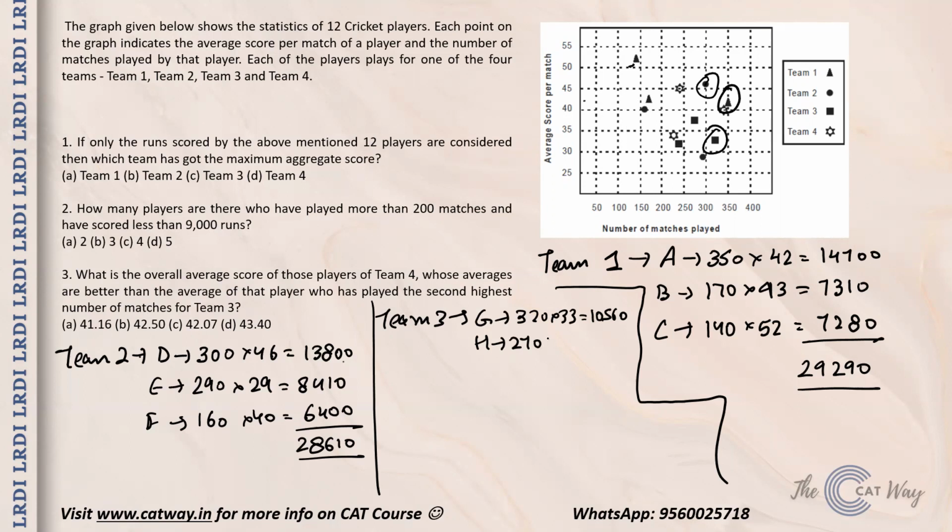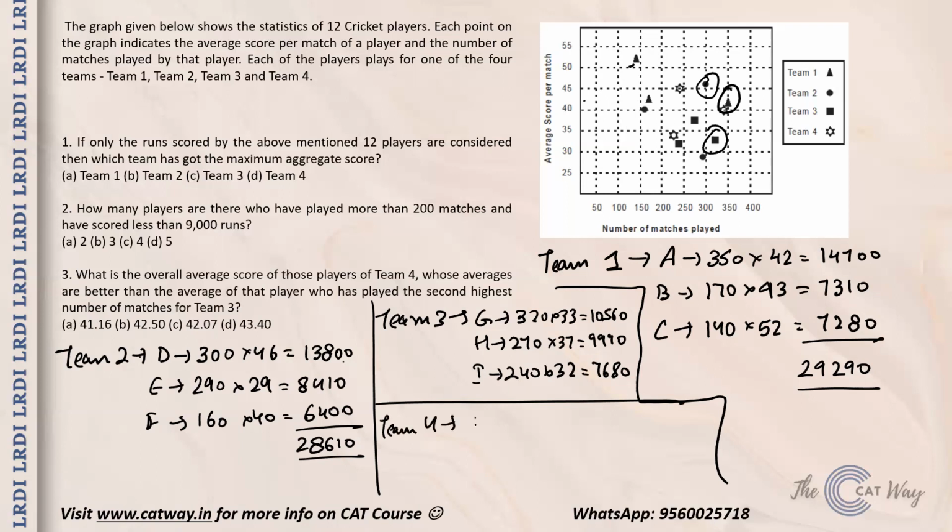So 270 matches at an average of 37. He has scored 9,990. And then we have I, who has played 240 matches with an average of 32, and he has scored 7,680 runs. Okay. Then we have team 4.